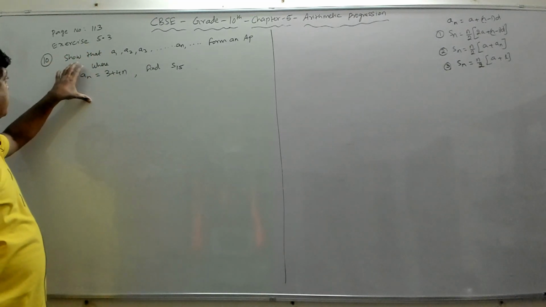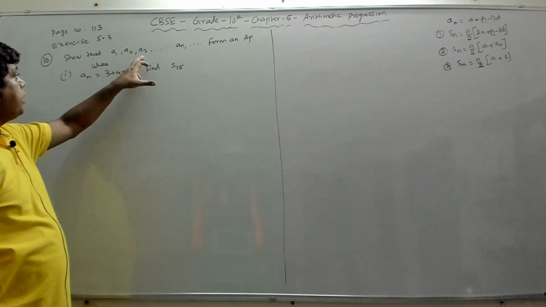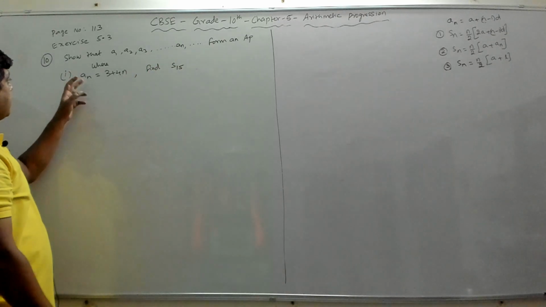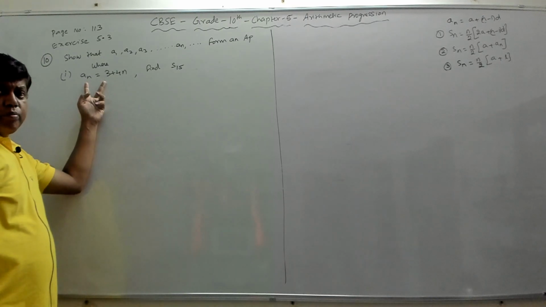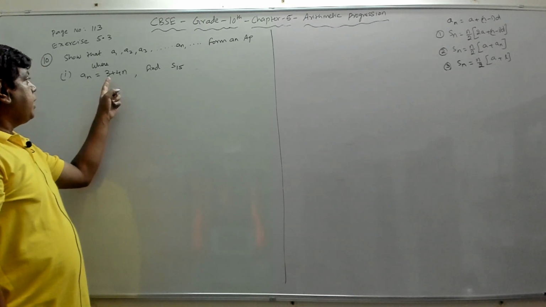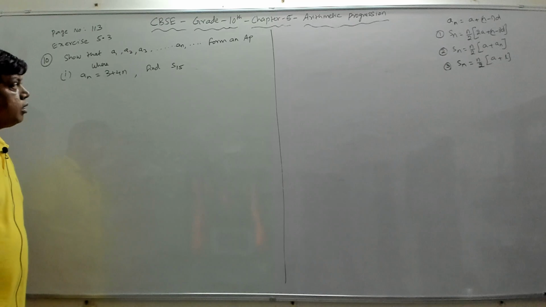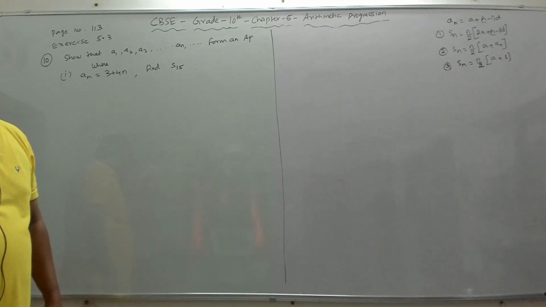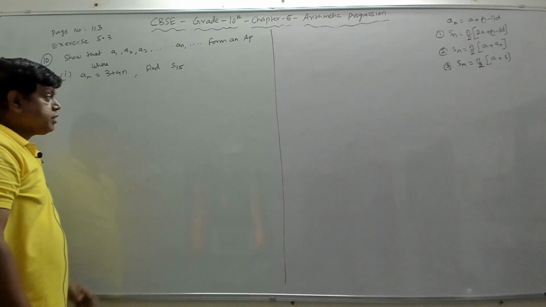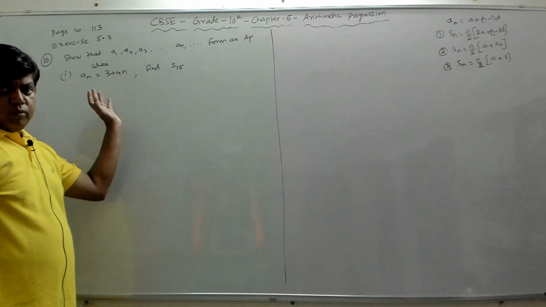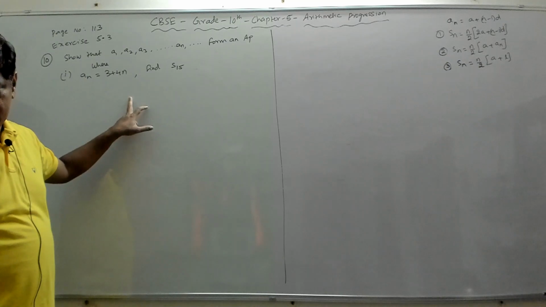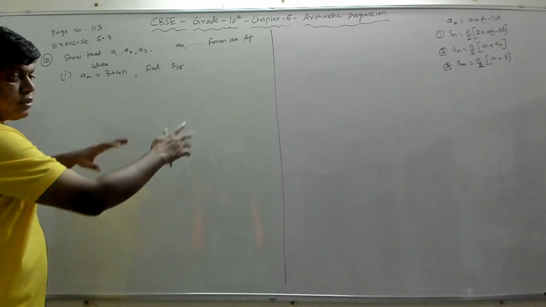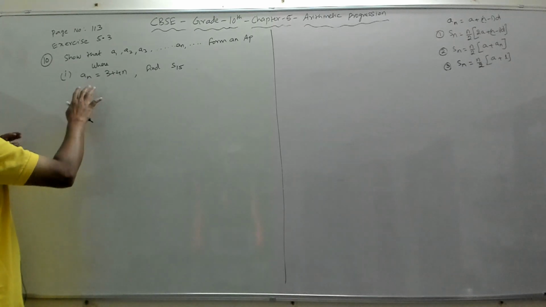What it states is, show that A1, A2, A3, AN form an AP, where the general term, the nth term, is given by 3 plus 4n. Also, we should find the sum of first 15 terms. In each case, there is a second part also, where AN is equal to 9 plus 5n. I will do it as the next section. Let's complete this first one.